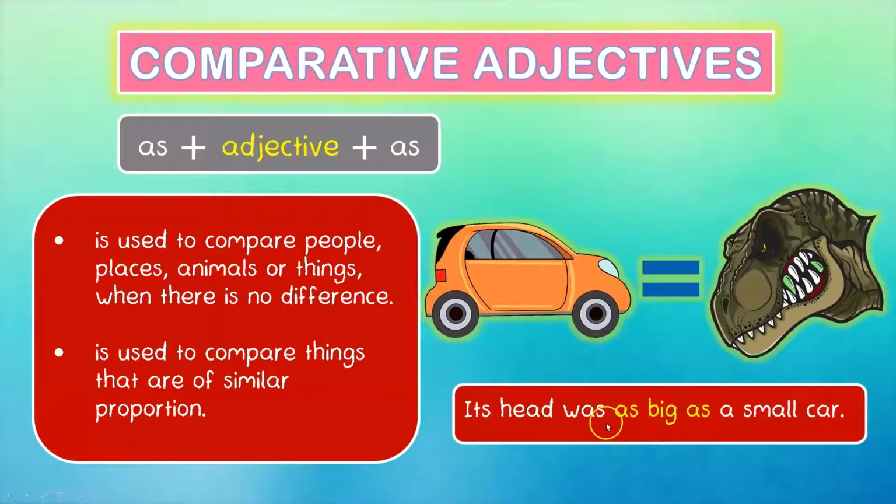Its head was as big as a small car. This sentence indicates that the T-Rex head is similar in size with the small car. So we use as big as.